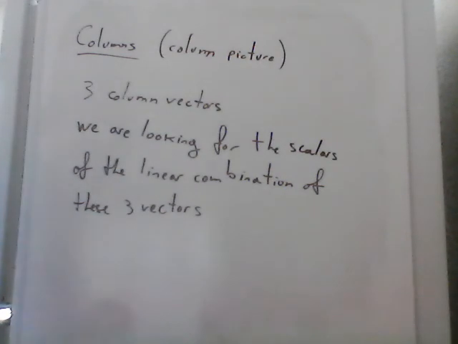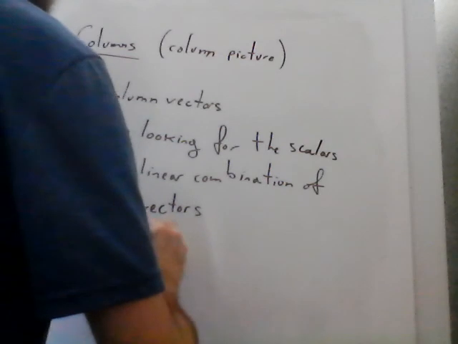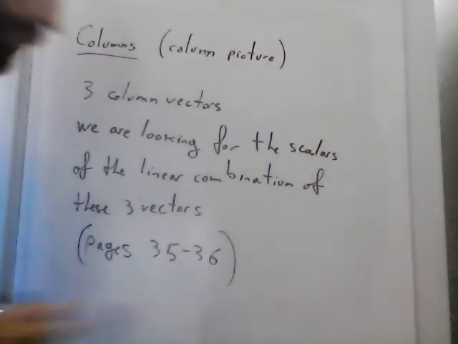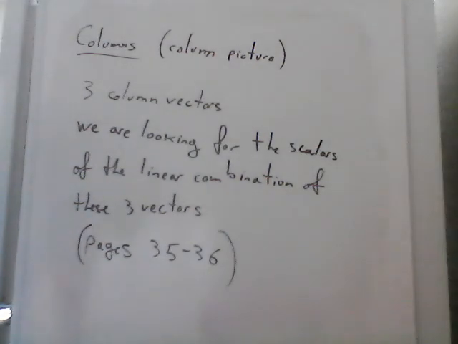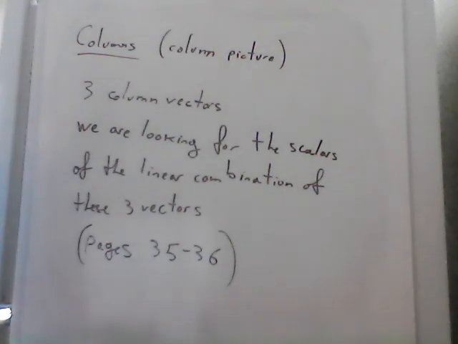And if you want to see an example of this and a picture of a linear combination of 3 vectors, see pages 35 and 36 of the book. But this is the geometrical interpretation of linear systems with 3 variables. And you can do the same with 4, 5, 6 variables and so on, but it's clearly harder to picture at some point.